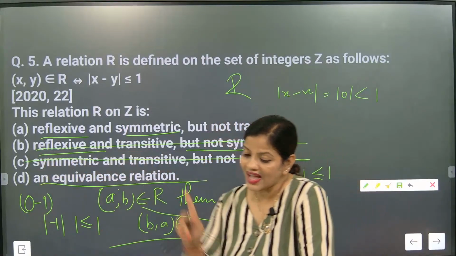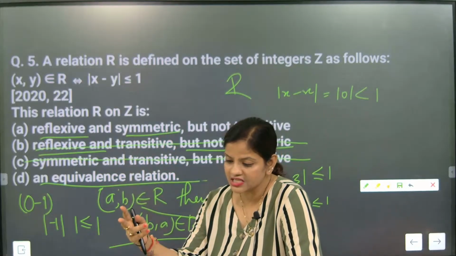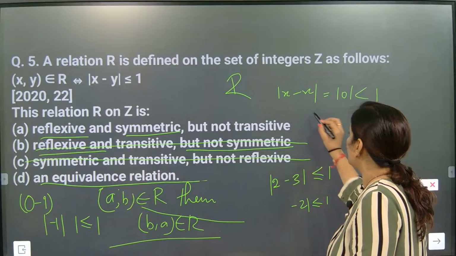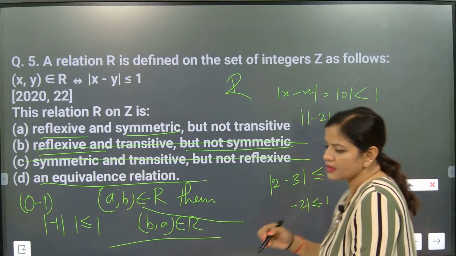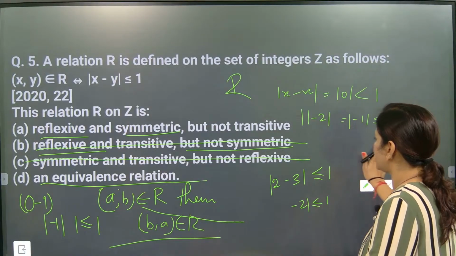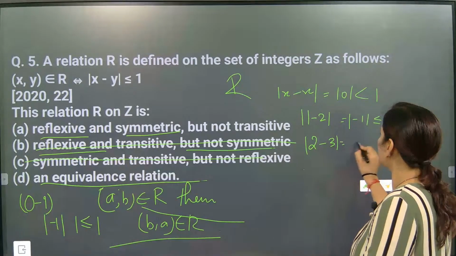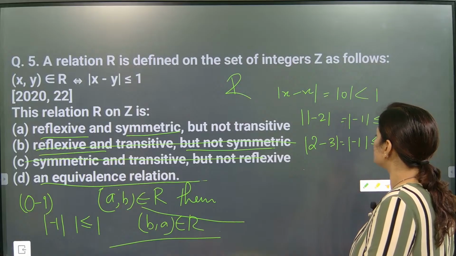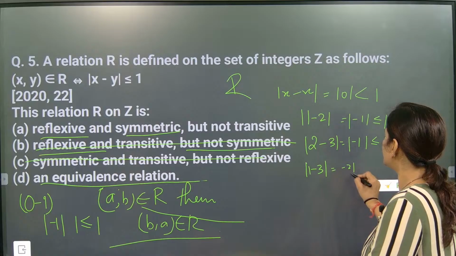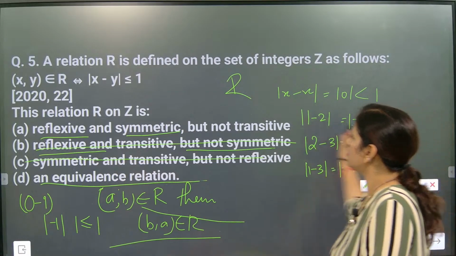Now only two are left. Either it can be equivalence or it can be option A. So we have cancelled two options, B and C, beta. The last option, transitivity, is to be checked. So when checking transitivity, 1 minus 2 is minus 1. Minus 1 modulus is less than or equal to 1. Check this nicely. Now 2 minus 3 is also minus 1, which is also less than or equal to 1. Now 1 minus 3 is minus 2, and after modulus it becomes 2. 2 cannot be. So it is not transitive.